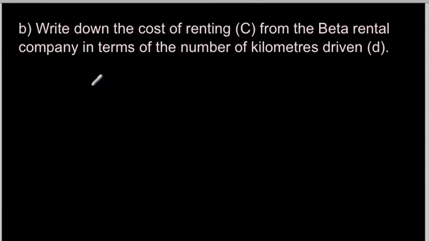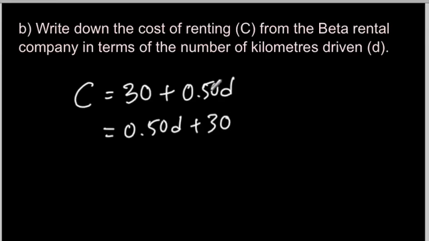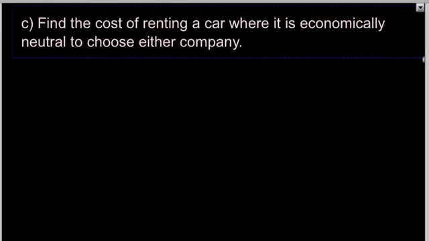B, for the Beta Rental Company, C is equal to 30, because that's the upfront cost, plus 0.50D, and that's the rate. Or I could have just written it as 0.50D plus 30. It doesn't really matter. 1 plus 2 is the same thing as 2 plus 1. So 30 plus 0.5D is the same thing as 0.5D plus 30. And this is the solution that we have here. If you had written either one, you'd have gotten full marks.